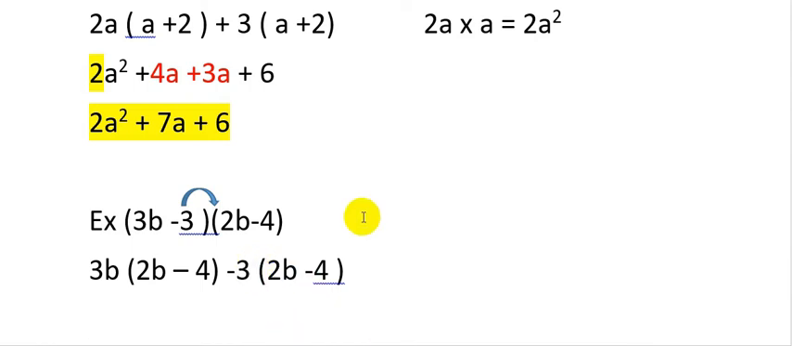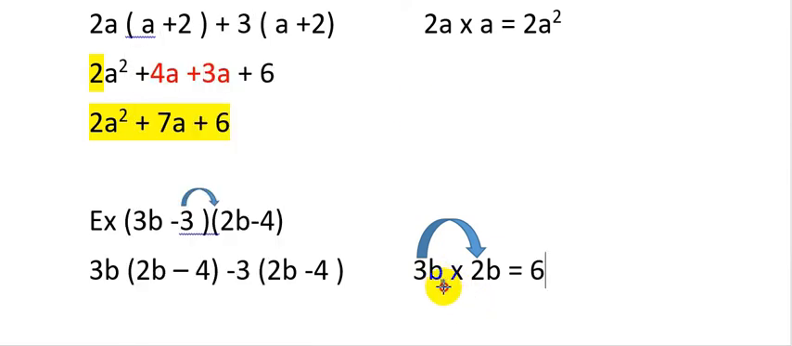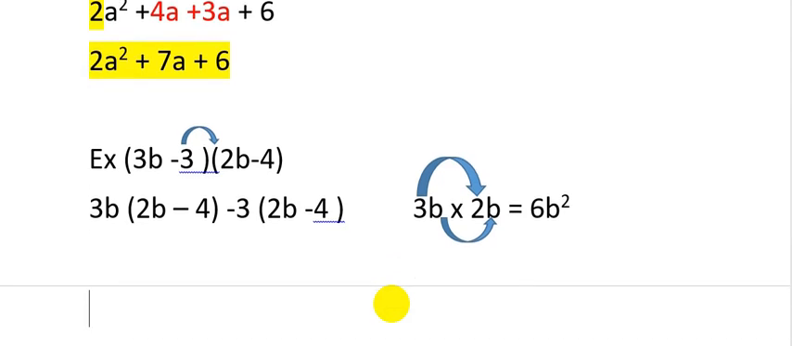So 3b, I'm going to multiply by 2b. First you take the numbers and multiply the numbers: 3 multiplied by 2 is 6. Then you multiply the letters, whatever the letters, a, b or c, but in this example it is b. So b multiplied by b is b square. Therefore the first term is 6b square.